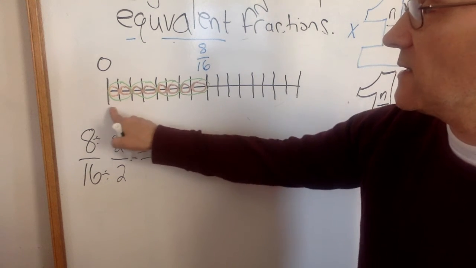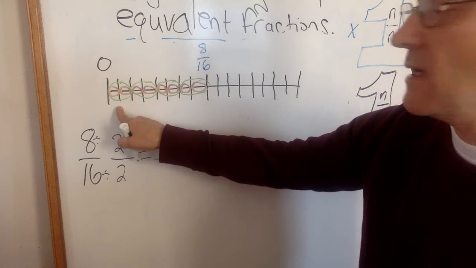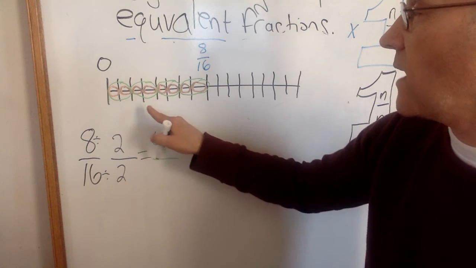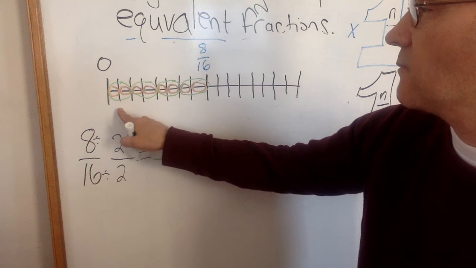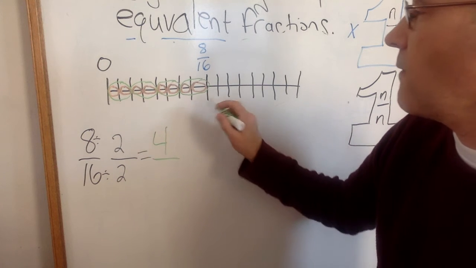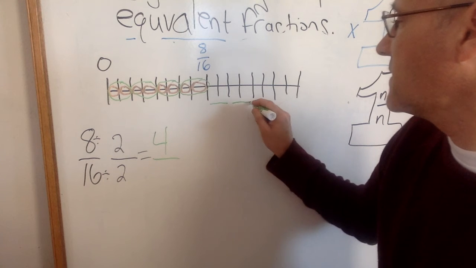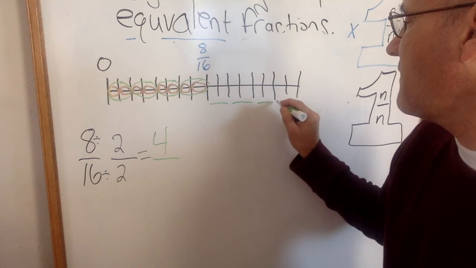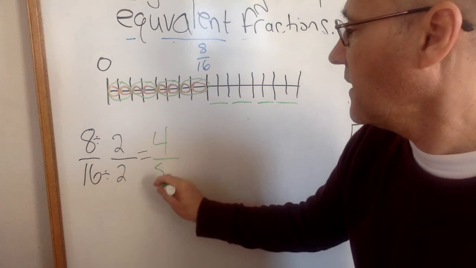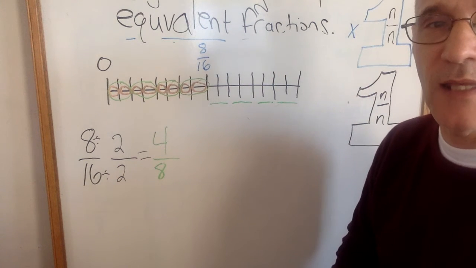Now, these pieces, though, that are circled green are bigger. So how many does it take to make a whole? It takes 1, 2, 3, 4, and then 5, 6, 7, 8. And 16 divided by 2 is 8.